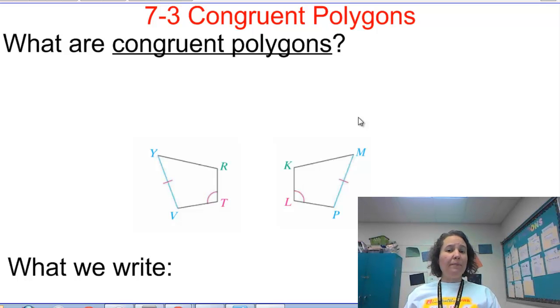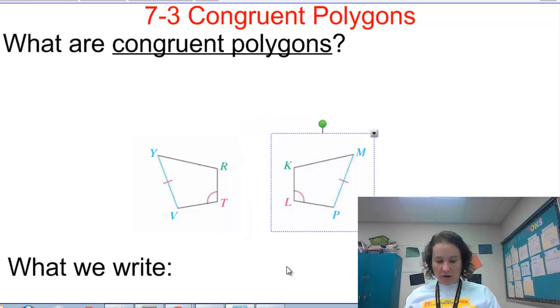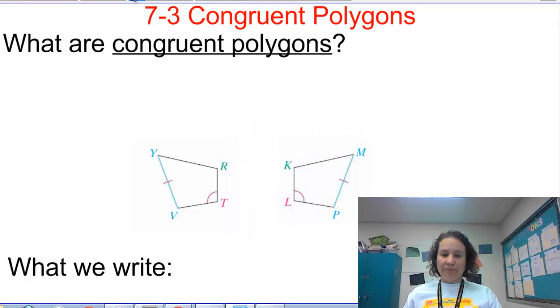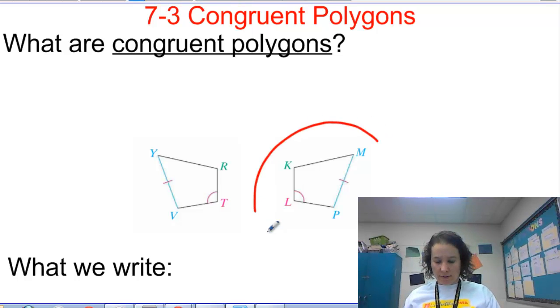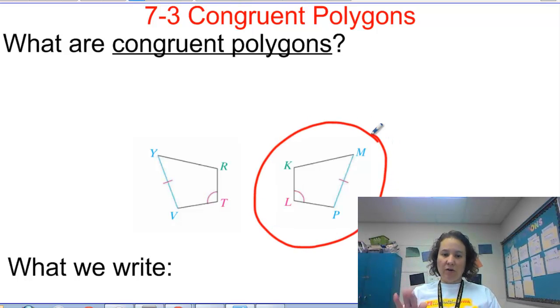So basically what that means is if I have two figures like the quadrilaterals right here, and I can flip or turn or do something to one of them so that they lay exactly on top of each other, then those two polygons are congruent. And I can see that if I took the polygon on the right here and I flipped it over, I could lay it on top of the other one.